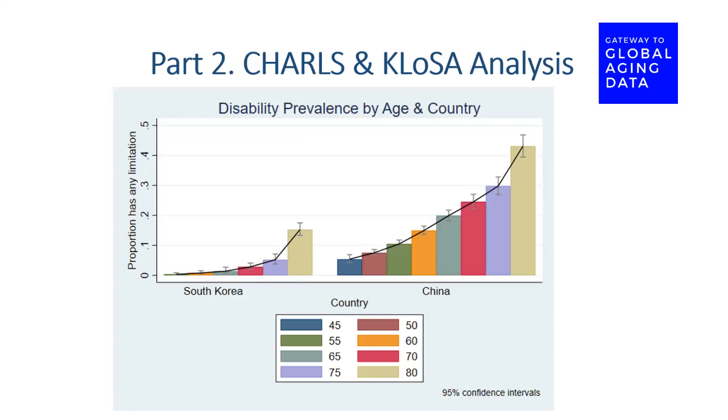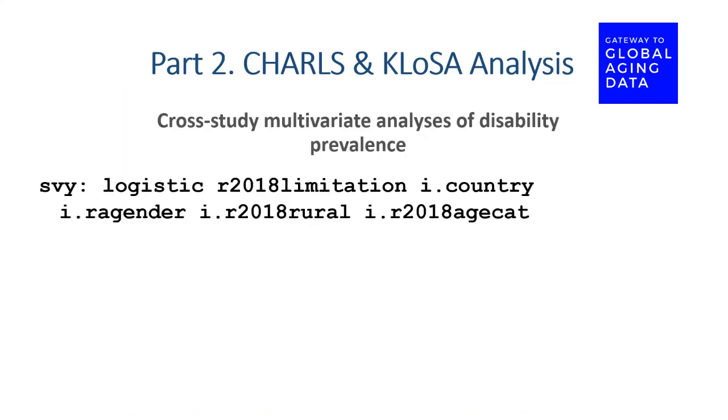So we can see that it's really, really low and not increasing very much at all for the South Korean population. It doesn't look like there's any significant increase, certainly not above 10% of the population until 80 and over. And if you look at China, we expect 10% of the population or more at age 55. So there's something that's really different happening with disability across CHARLS and KLOSA, or China and South Korea here.